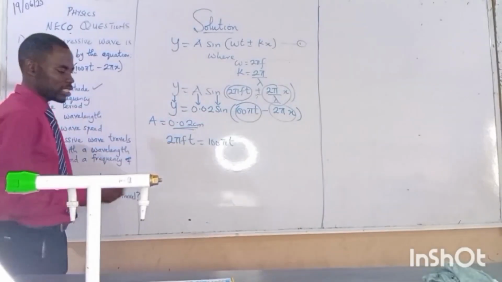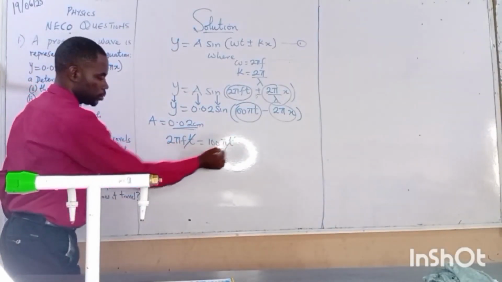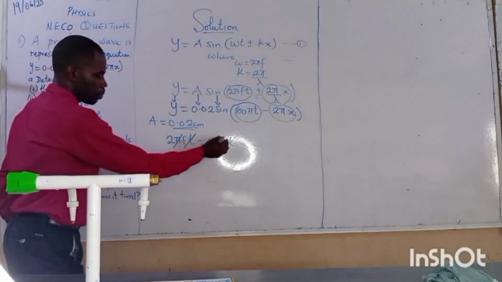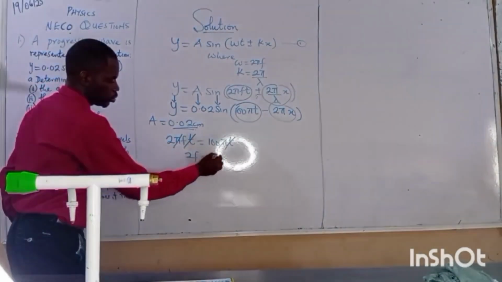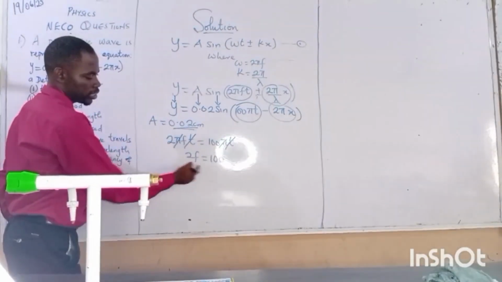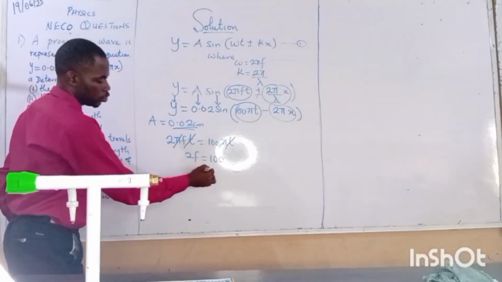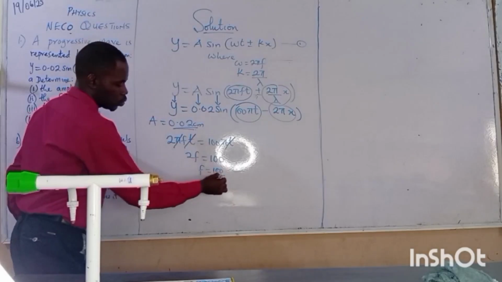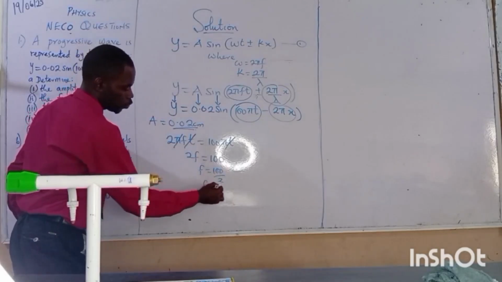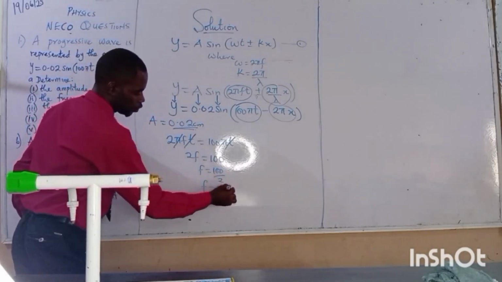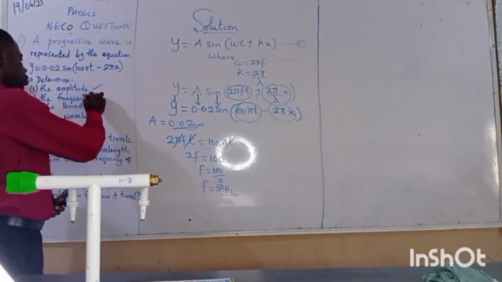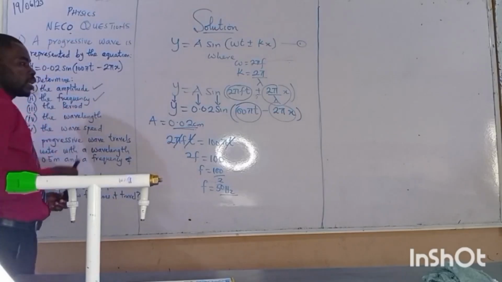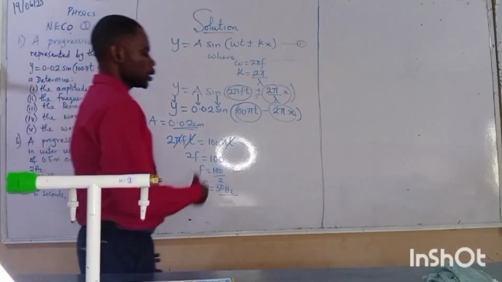So now let's go by mathematics. t cancels t, π cancels π. What I have left here is 2f equals 100. Divide both sides by the coefficient of f. f equals 100 over 2. And finally, f equals 50 hertz. Without wasting time, we have answered question number 2 of this particular equation.